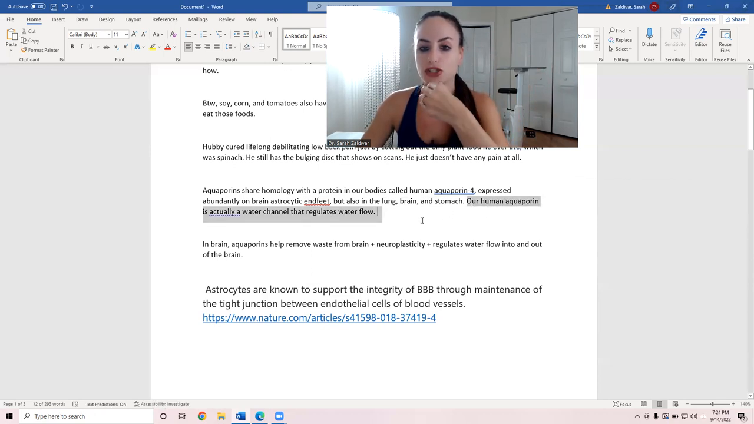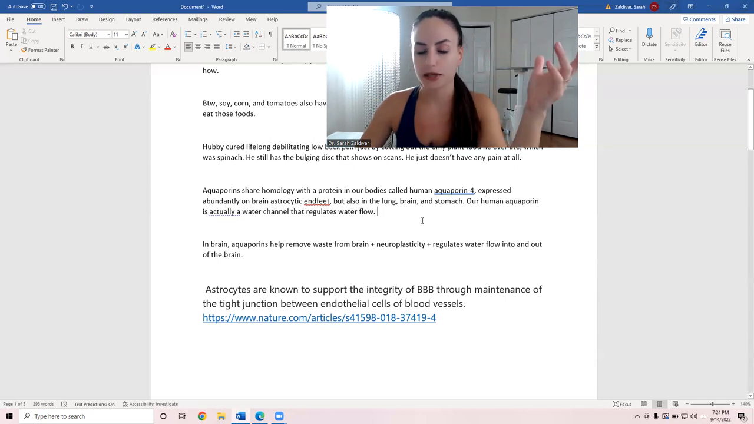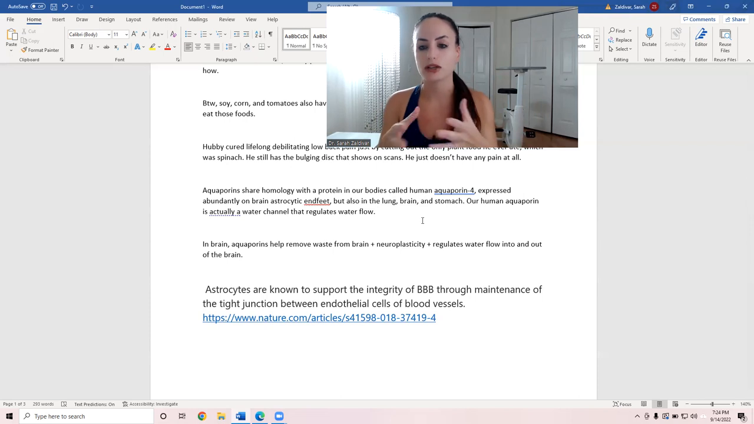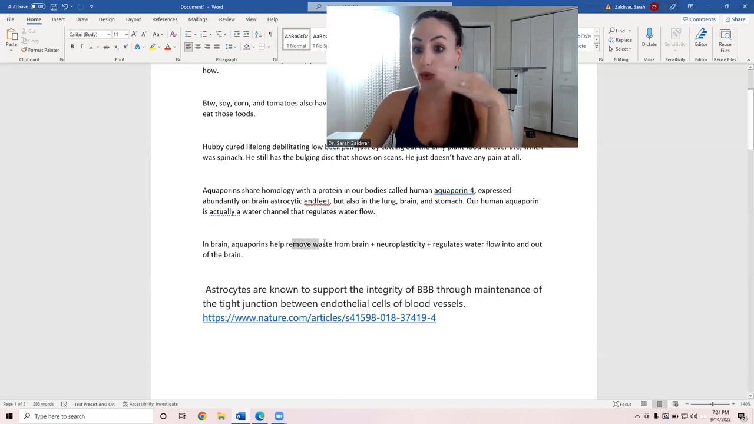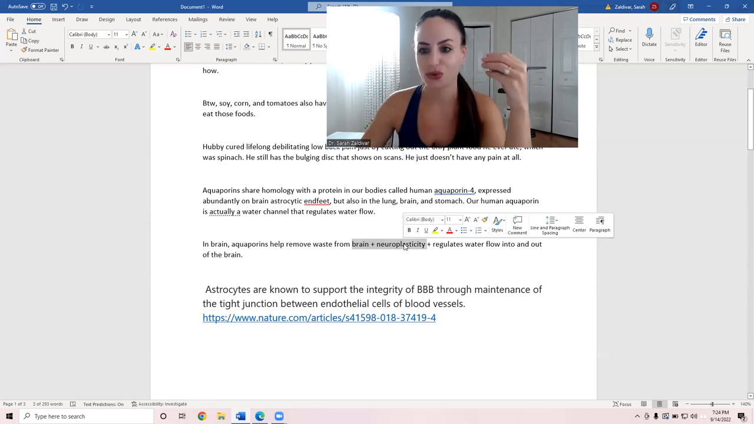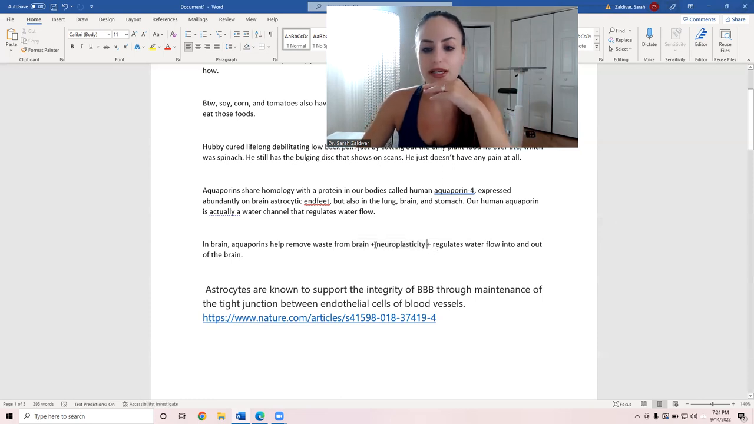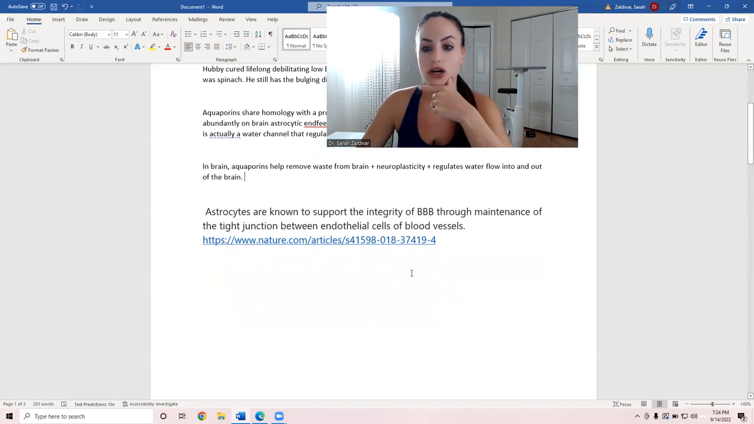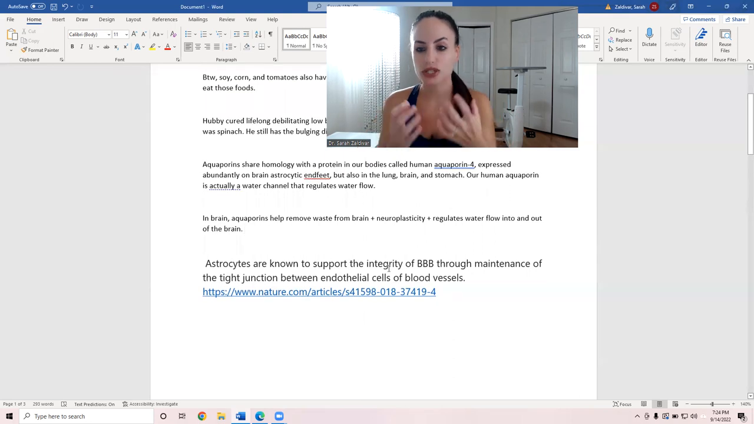So our human aquaporin is actually a water channel. All aquaporins, even the plant aquaporin, is a water channel that regulates water flow in and out. In our brain specifically, the aquaporins help to remove waste from the brain, and it allows neuroplasticity, the changing of our brain cells that occur in response to the habits that we create. It allows that to happen, and it regulates water flow into and out of our brain. Astrocytes are also really interesting because they support the integrity of the brain, the blood-brain barrier. So they allow you to have a good seal that would not allow things that have no business crossing into your brain from being able to cross into your brain.